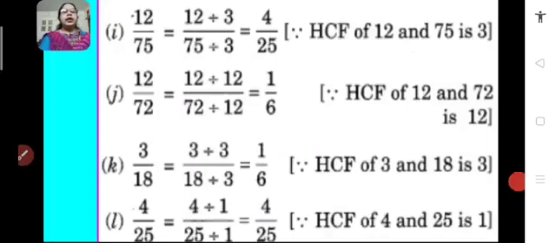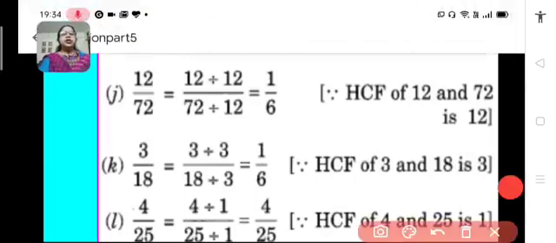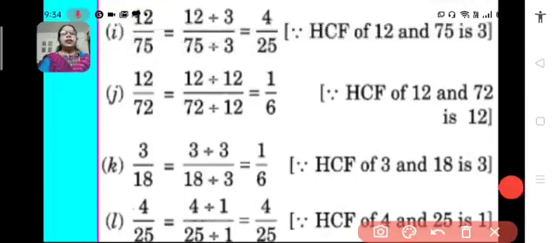Now, here in this group we have first one 12 upon 75. It can be represented as 4 upon 25, because the HCF of 12 and 75 is 3. Then again 12 upon 72 can be expressed as 1 upon 6, because for 12 and 72, when we find the HCF, it is equal to 12.